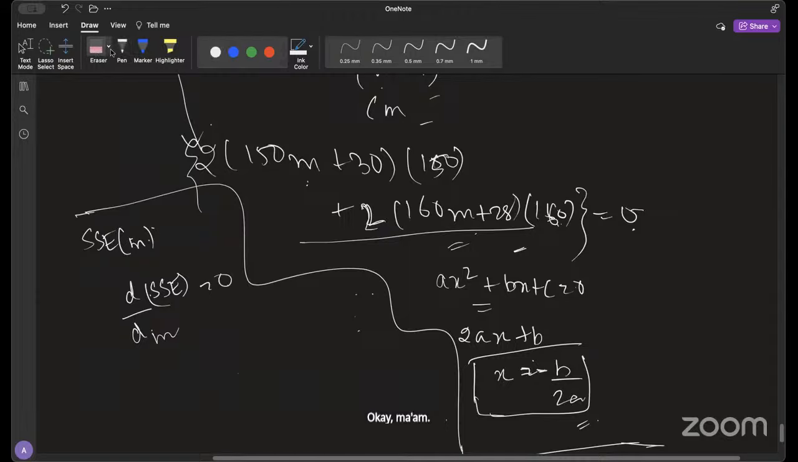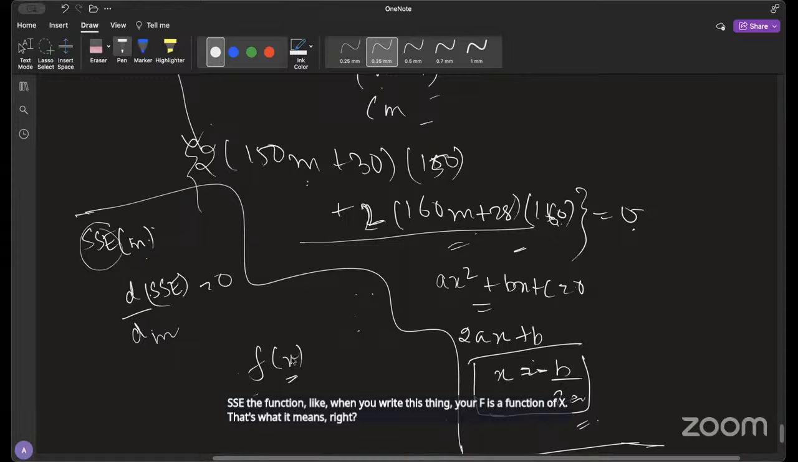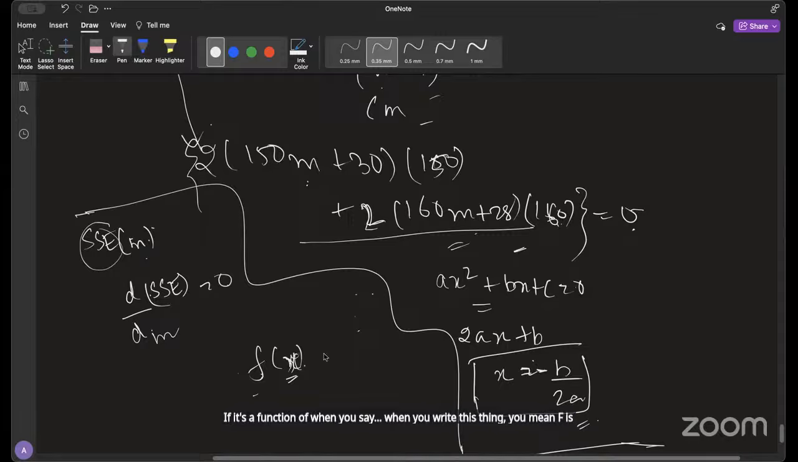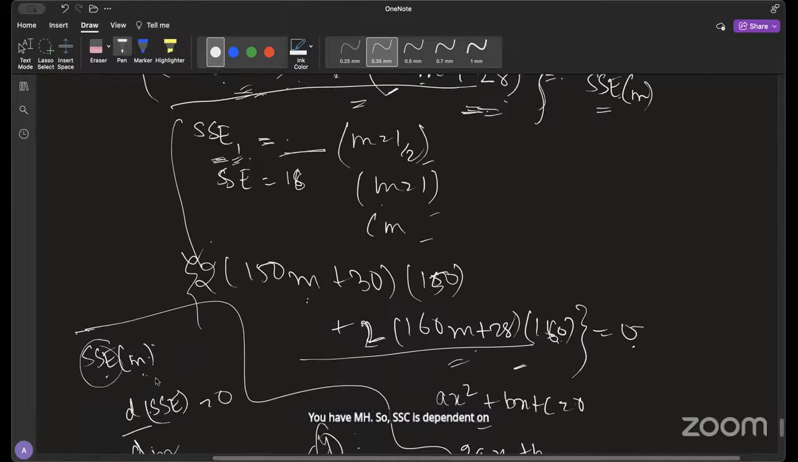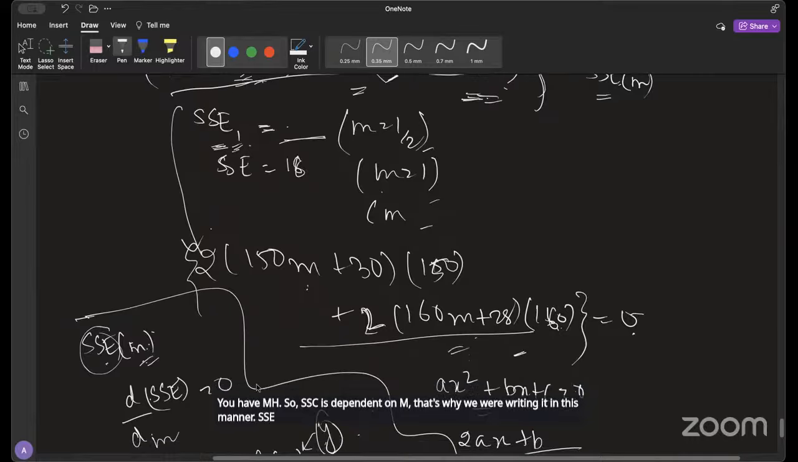Ma'am, where SSE of m is written on the screen, what is this? SSE is a function, like when you write f is a function of x. That's what it means, right? You mean f is a function, which you also call y sometimes. So f is a function of x, that means y depends on x. So this means your SSE is a function of m, because this is your SSE and you have m here. So SSE is dependent on m, that's why we were writing it in this manner. SSE is a function of m.